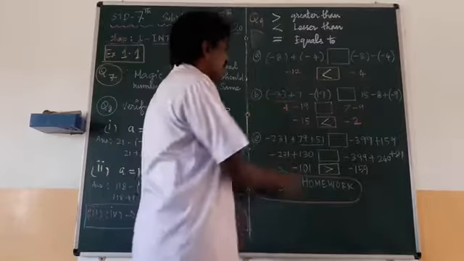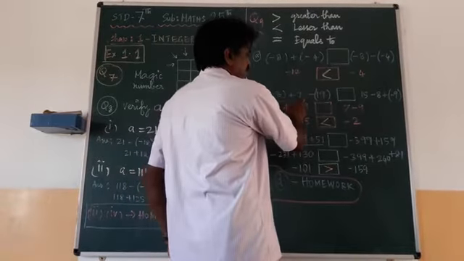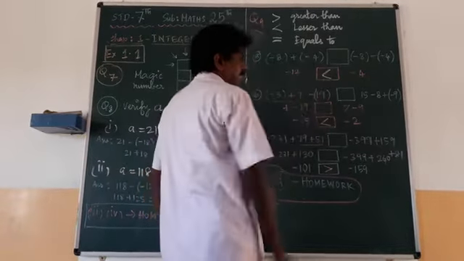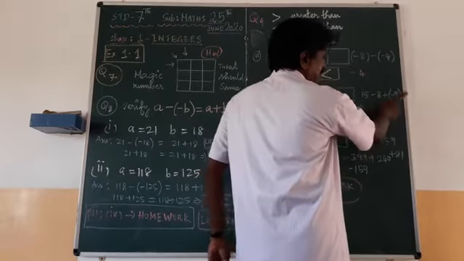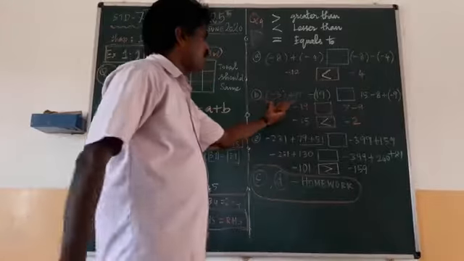Second, three numbers are given. Minus 3 plus of 7 minus bracket 19. What is that in the box? 15 minus of 8 plus of minus 9. Now I am simplifying first two terms.